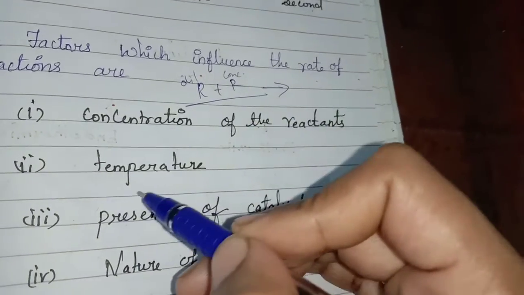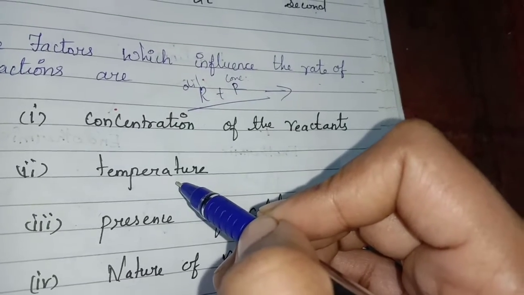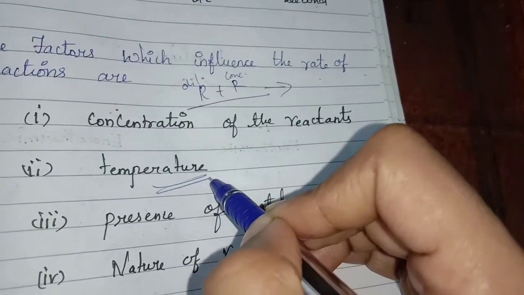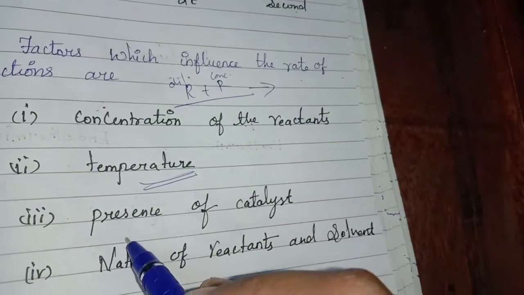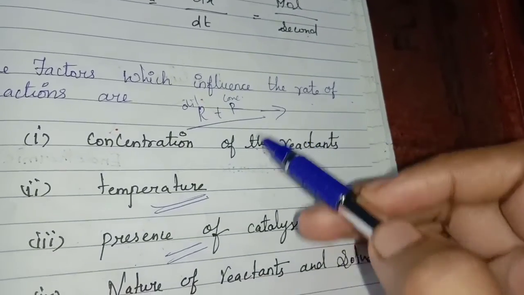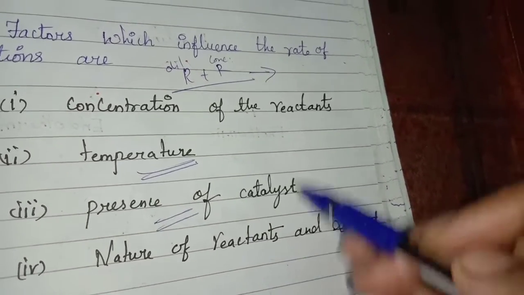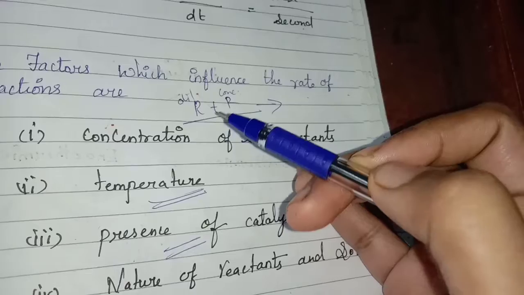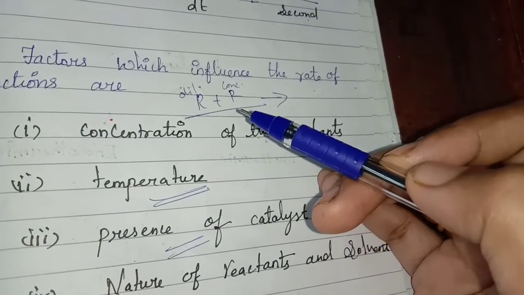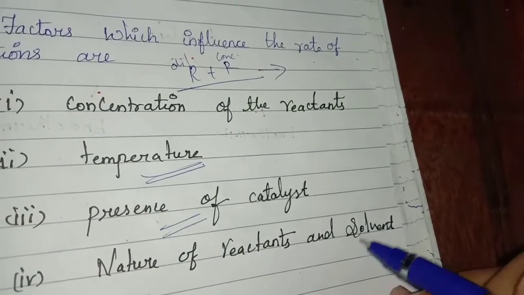The second one is temperature: whether the reaction involves a heating process, or a cooling process, or what process takes place. Third one is presence of catalyst. We are adding some catalyst to induce the reaction. Fourth one is nature of reactant and solvent. What is the nature of the reactant? Whether the reactant is solid or liquid, whether it dissolves in water easily, like that. The nature of the reactant and solvent.